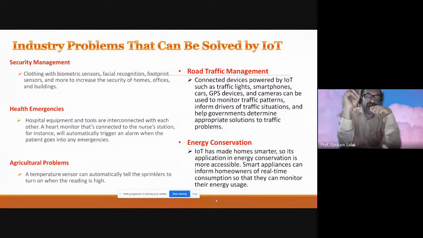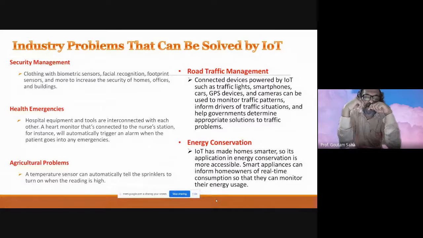And another thing is that if you have had a cardiac surgery, you wear a particular ring on your hand when you walk and do everything, and that data will automatically be transmitted to the hospital. Hospital staff will not look at your data; it will be analyzed automatically by the cloud. If it finds any discrepancy, it will immediately transmit it to the hospital doctor, and the doctor will call you: come and meet me, you have got some problem. This is health emergencies.